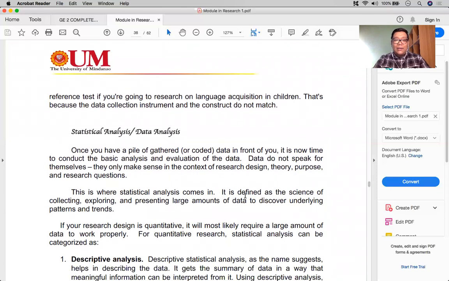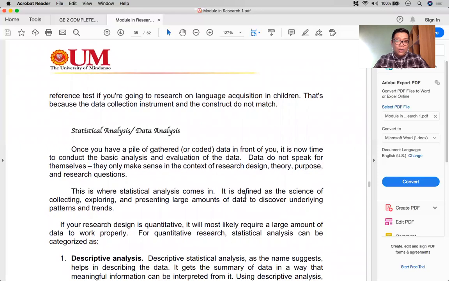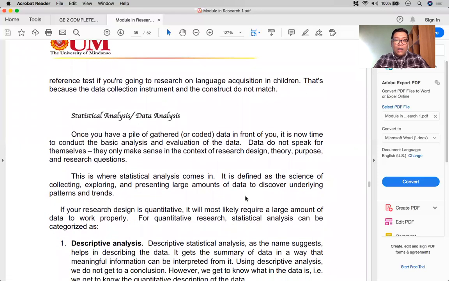Once you have a pile of gathered or coded data in front of you, it is now time to conduct the basic analysis and evaluation of the data. Data do not speak for themselves. They only make sense in the context of research design, theory, purpose, and research questions. This is where statistical analysis comes in.